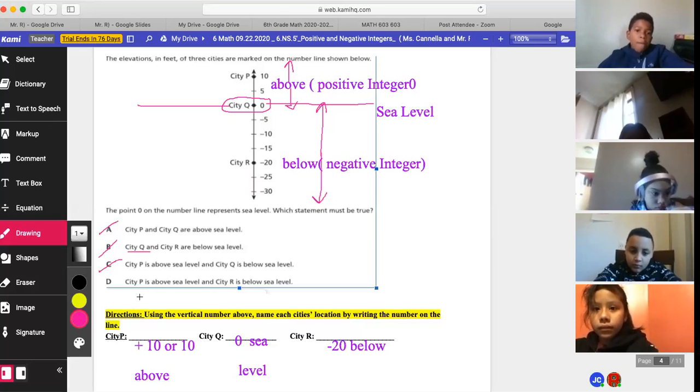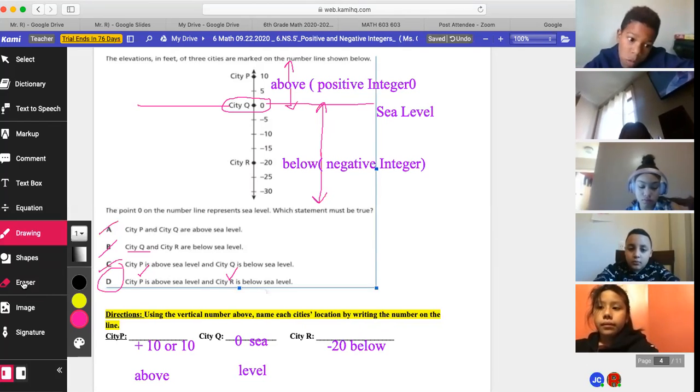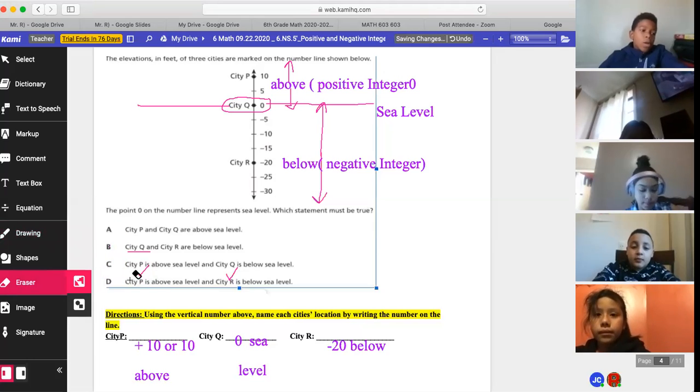What about D? City P is above the sea level and City R is below the sea level. Yes or no? Yes. That is the correct answer. So D will be your correct answer. Right, guys? I hope you understand that because these are things that you should know. All right, let's go. Next one, please.